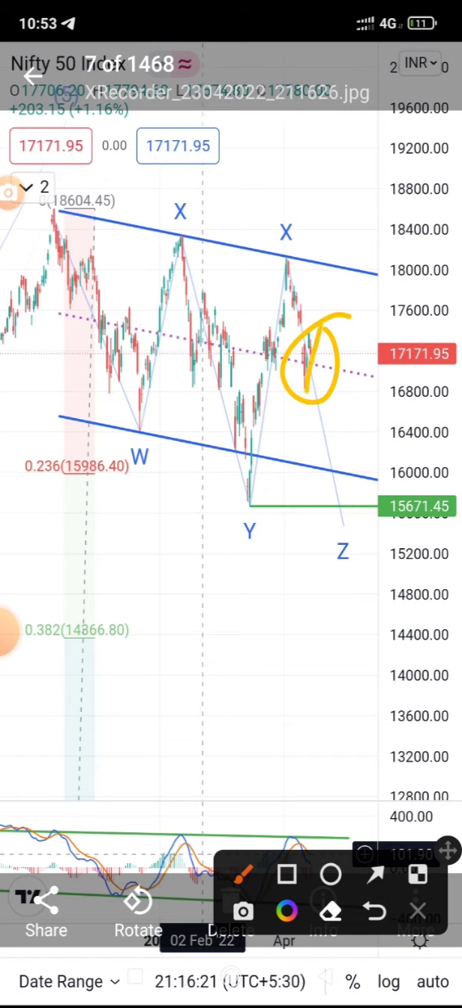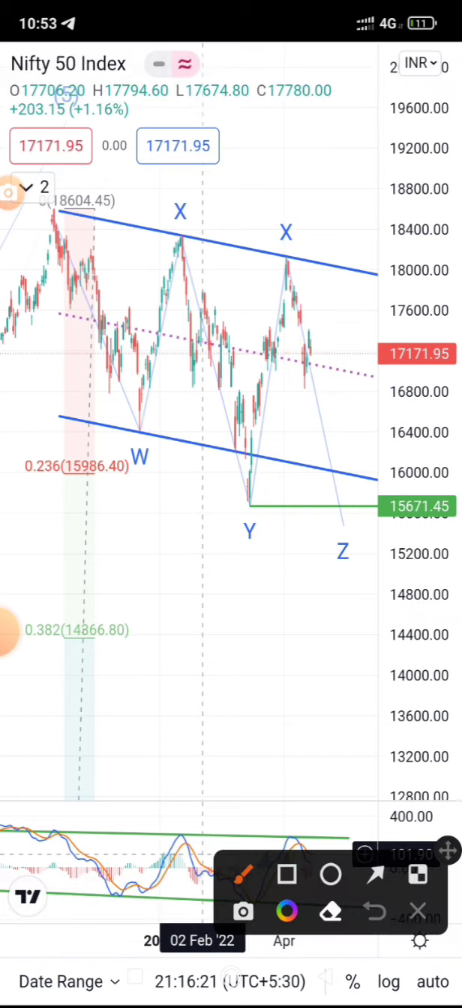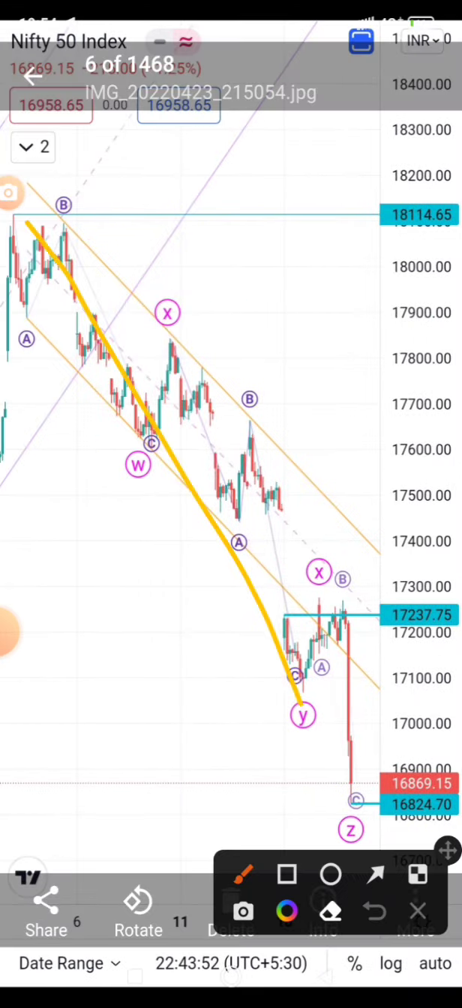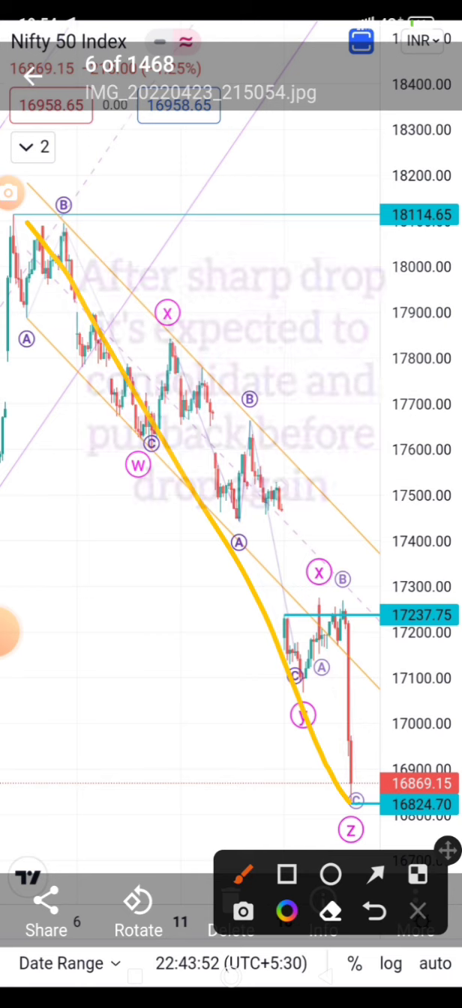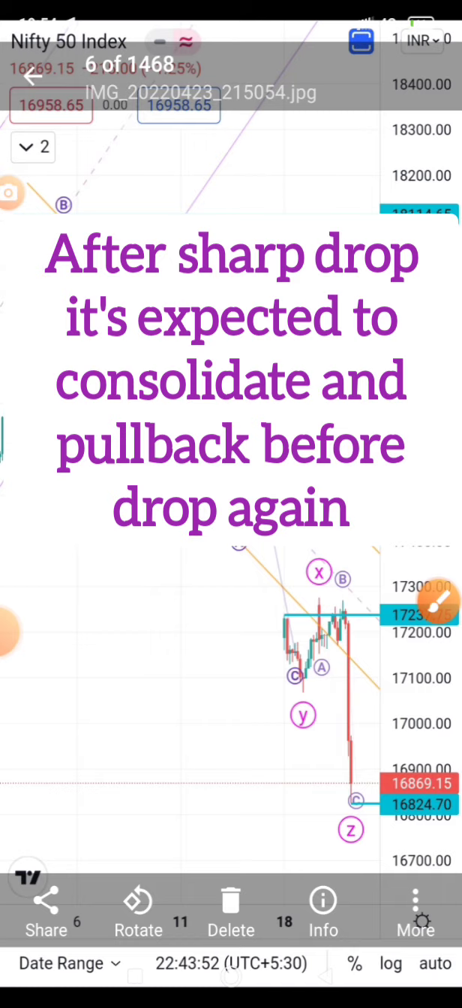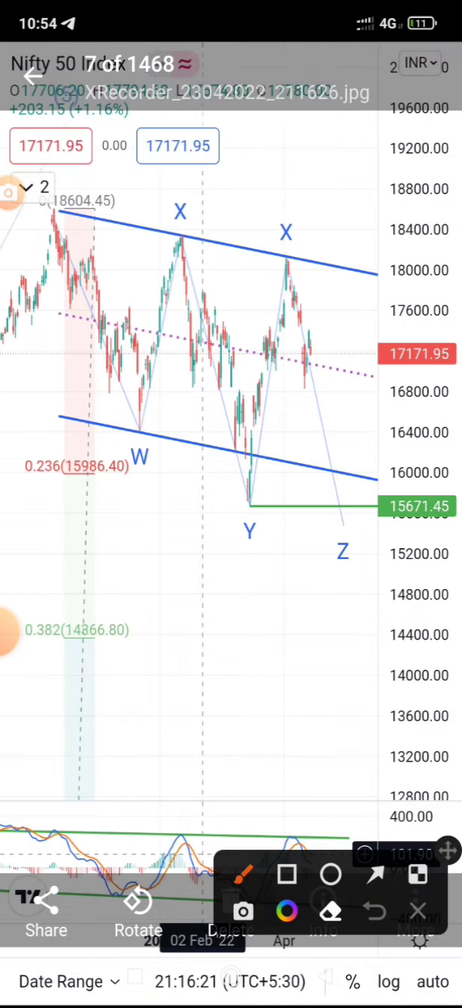This was the pullback that it has given. So I have a doubt that it is going to go down immediately and break this 16,824 low, because this was a fall that it made in a couple of days. So I'm expecting a pullback to continue for a couple more days and then it could drop. So what I said is it could go like this and then drop.